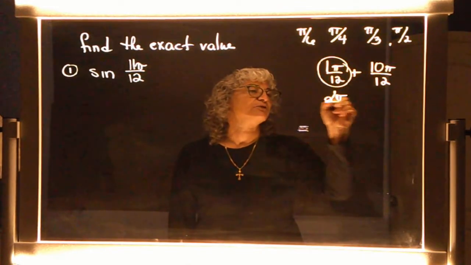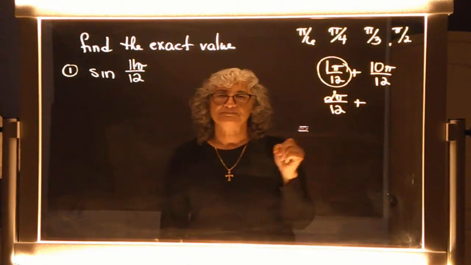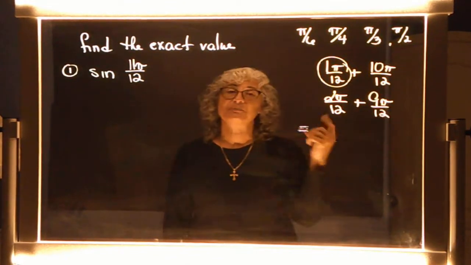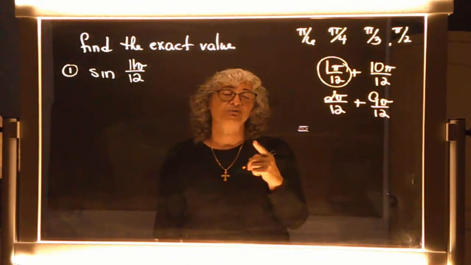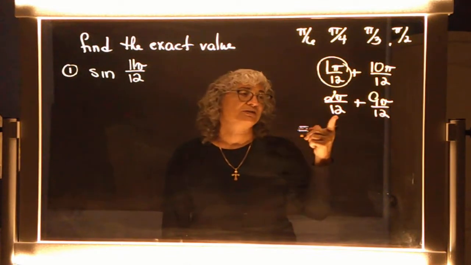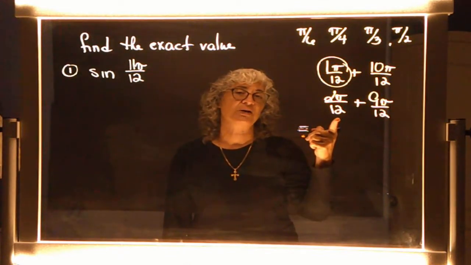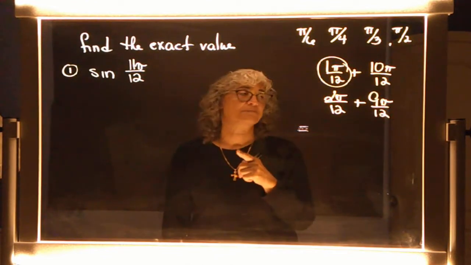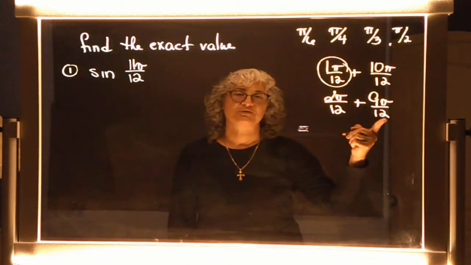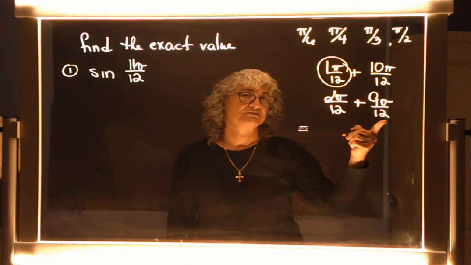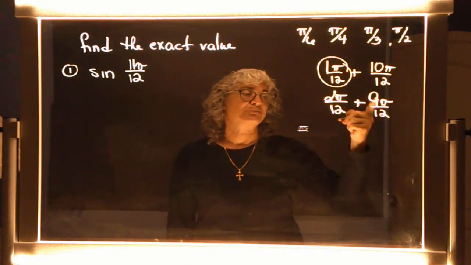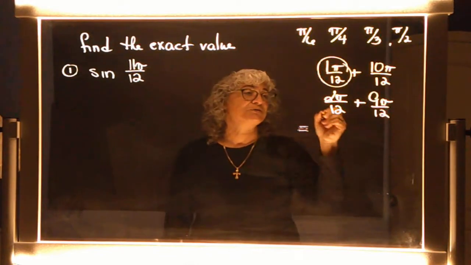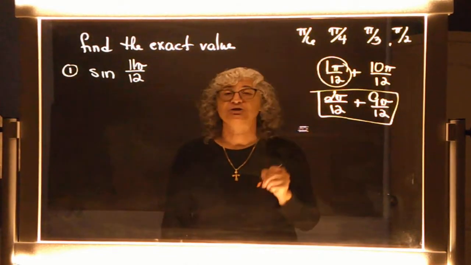So 2 pi over 12 plus what? Good, 9 pi over 12. That'll give me 11 pi over 12, won't it? Cool. Now here's what I'm noticing. 2 pi over 12 reduces to what? Pi over 6. Yep, got a denominator 6. 9 pi over 12. It reduces, doesn't it? To what? Yeah, 3 pi over 4, right? Well, there's the denominator 4. So this is the combination I'm going to use.